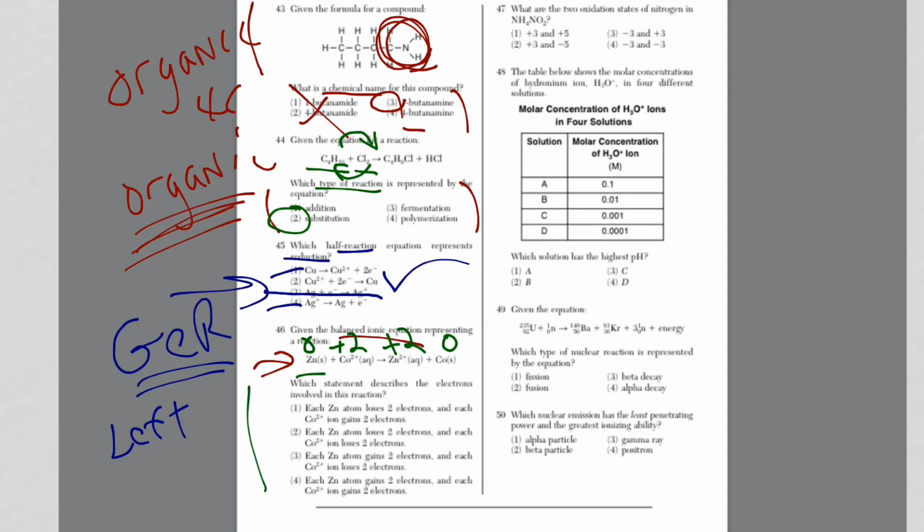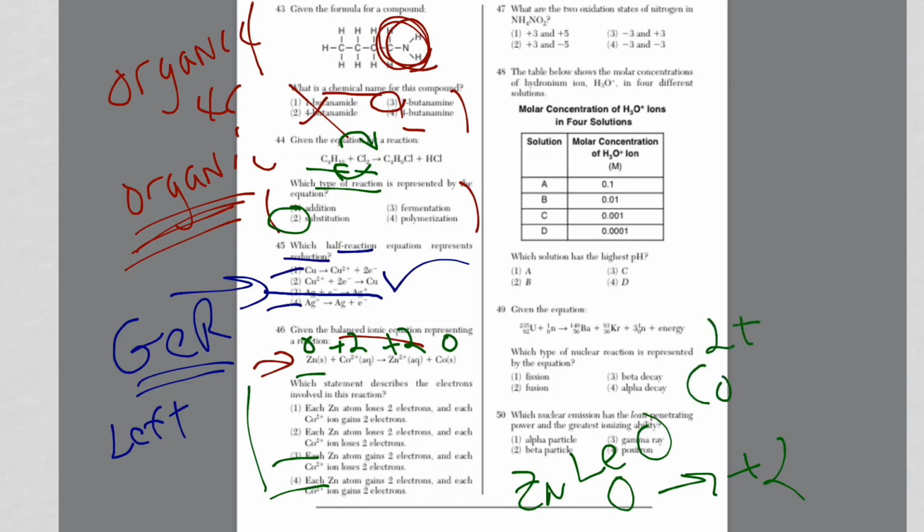So we have zinc, the oxidation number going from 0 to +2. If it's becoming more positive, that means the zinc is losing electrons, which is oxidation. So zinc is losing 2 electrons. So it cannot be choices 3 or 4. At the same time, if something's losing, something's gaining. So the cobalt 2+ is gaining 2 electrons. And that's going to be choice 1 for 46.